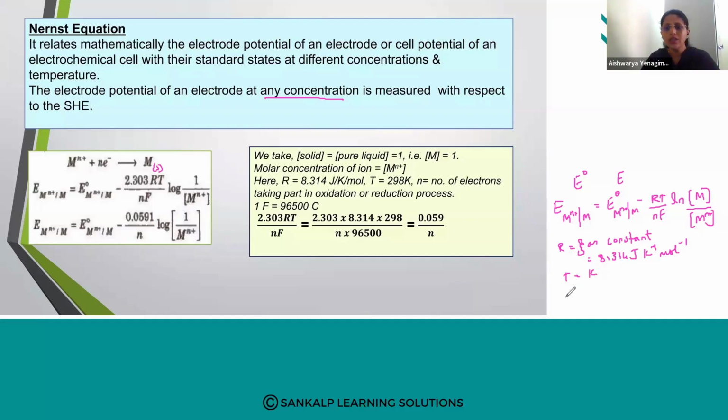Okay. Then what is N? N is the number of electrons involved. Reduction, gain is happening. How many electrons are being gained? N number of electrons, we say. So N is the number of electrons gained during the reaction.